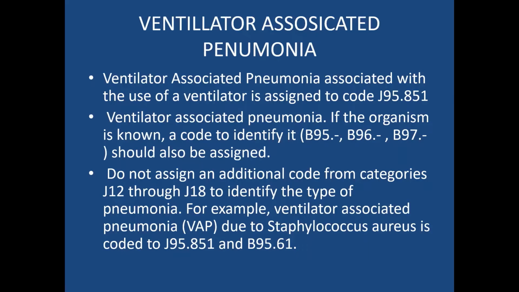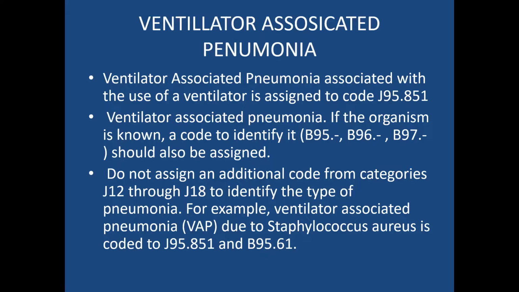Ventilator-associated pneumonia. Pneumonia associated with the use of a ventilator is assigned to code J95.851, ventilator-associated pneumonia. If the organism is known, a code to identify it, B95, B96, B97, should also be assigned. Do not assign an additional code from categories J12 through J18 to identify the type of pneumonia.